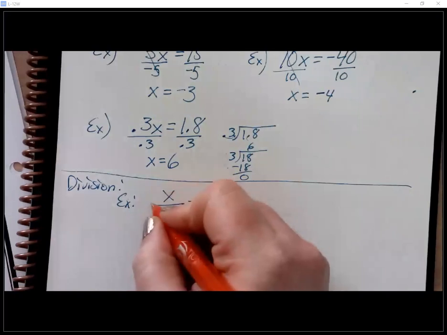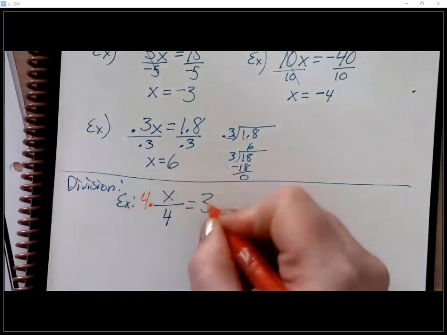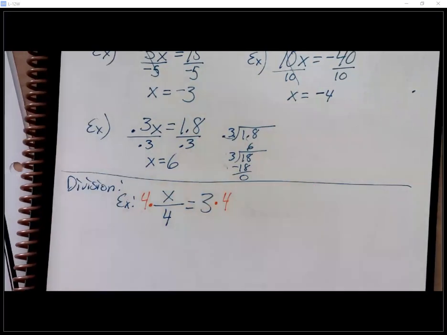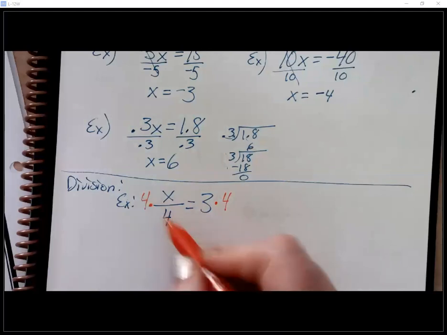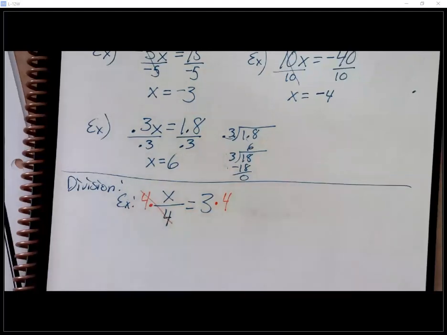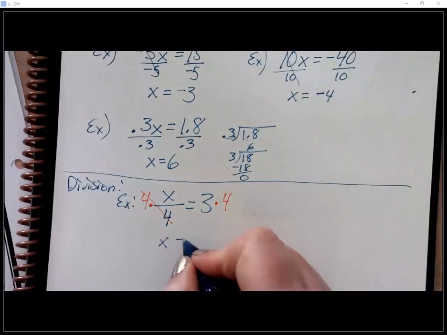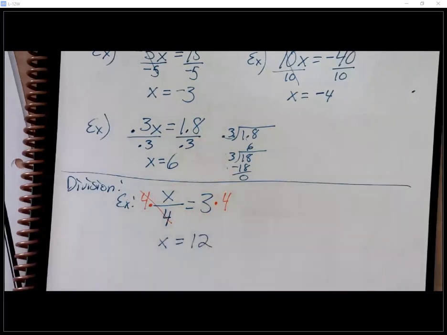If I multiply this side by 4, well, remember, you have to do it to both sides because whatever you do to one side, you have to do to the other. But look what happens on the left. Those 4s cancel each other out, which is the whole point, right? Because I'm trying to get that x all by itself. So now I have x on the left, and then 3 times 4 is just 12 on the right. And you can go back and check it. Is 12 divided by 4 really 3? Yeah. So I know I have the right answer.